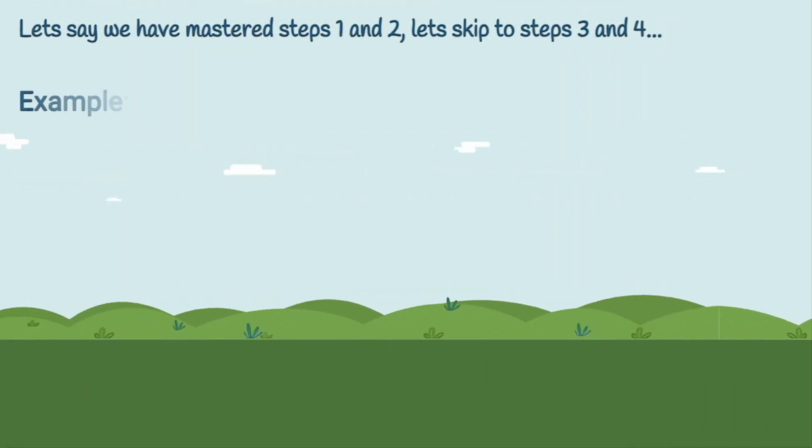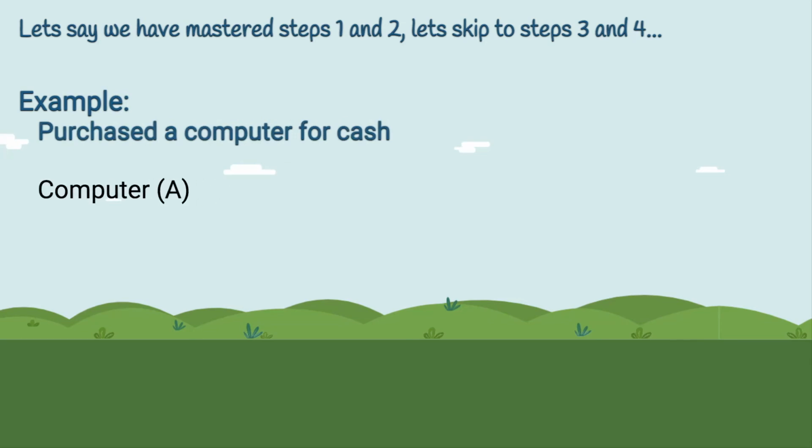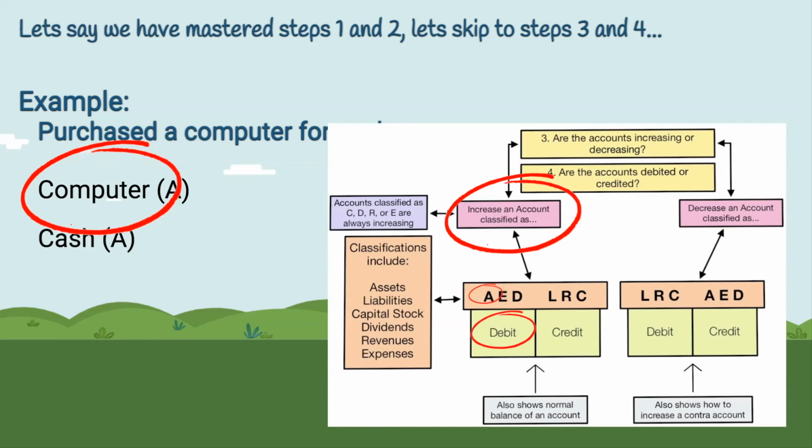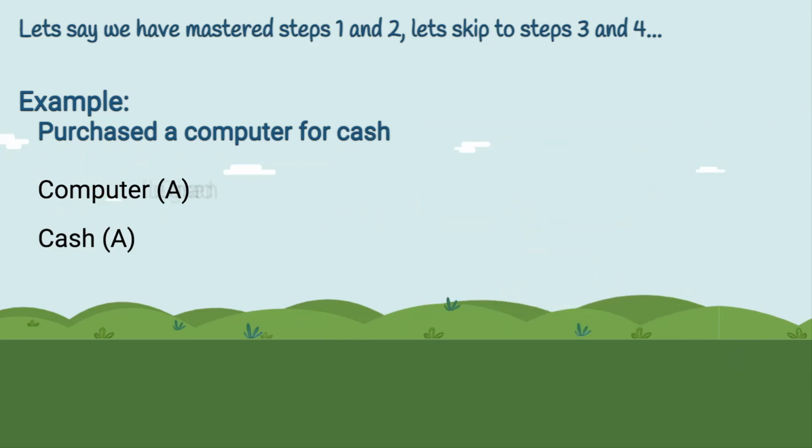A business purchased a computer for cash. The 2 accounts involved are computer, which is an asset, and cash, which is also an asset. Computer is increasing, so use the AED-LRC image. It is considered an asset and is above debit. Computer is increasing and is debited.